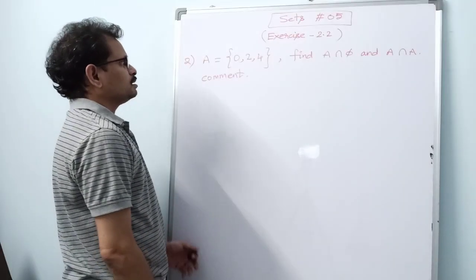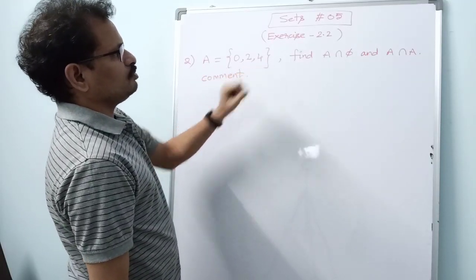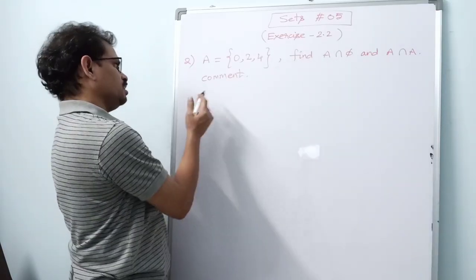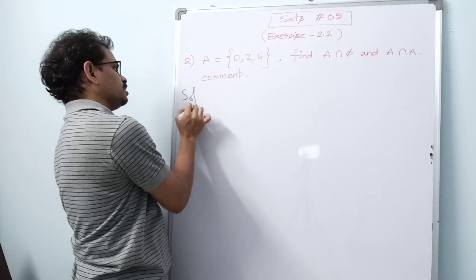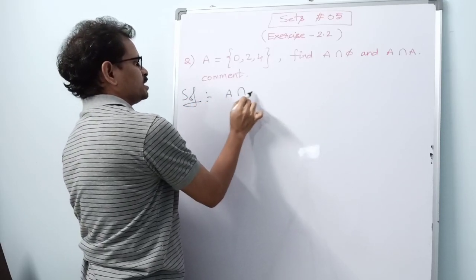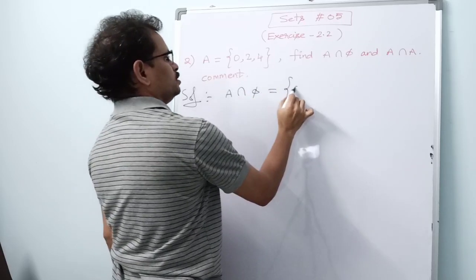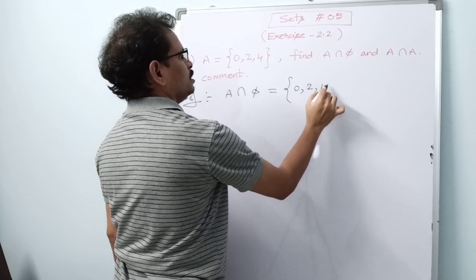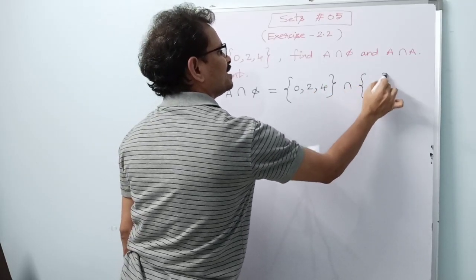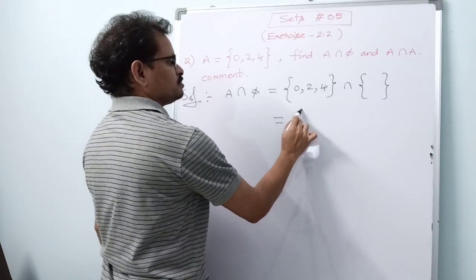Next one is, see, A equals {0, 2, 4}. What is he asking? Find A intersection the null set and A intersection A. First one, A intersection the null set. This is equal to how much? Let us write {0, 2, 4}. Intersection null set, we can write like this. So now this is equal to. Now let us put brackets.